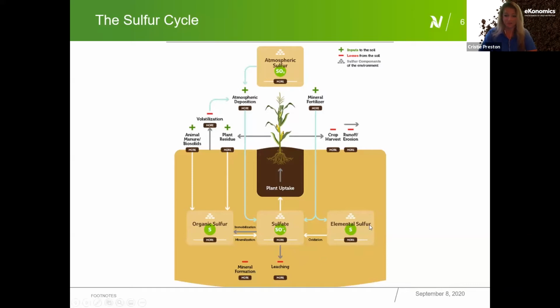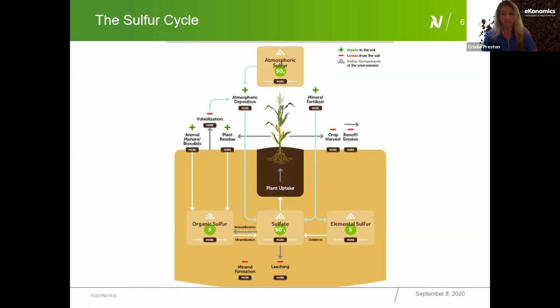Now, within the soil, and we'll get into more details here, there are roughly 3 forms of sulfur within the soil: organic, elemental, and sulfate. As you can see here, there's only one arrow going from a form of sulfur in the soil directly into the plant, and that's the sulfate form. So if you have organic sulfur, either from animal manures or plant residue, it has to undergo mineralization to become plant available as that sulfate form.